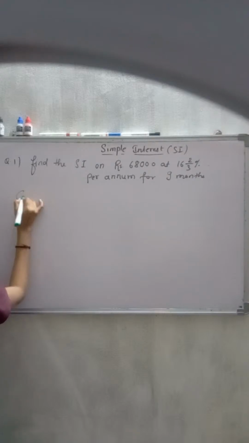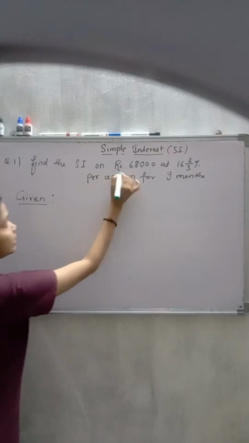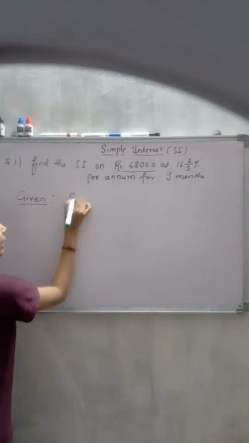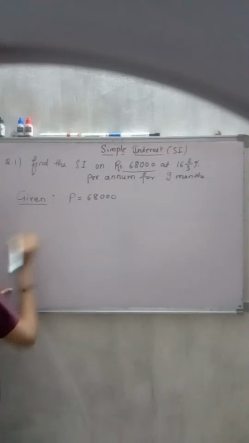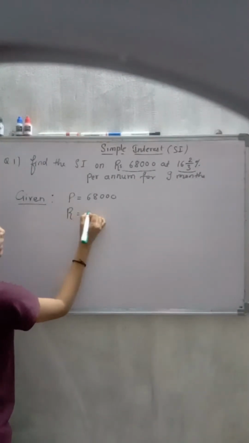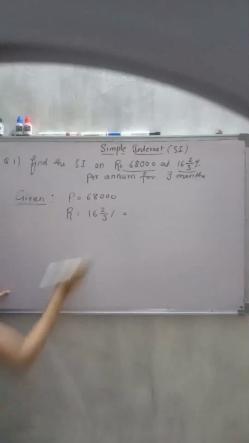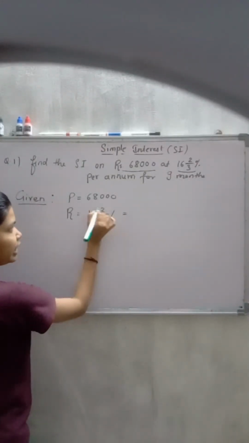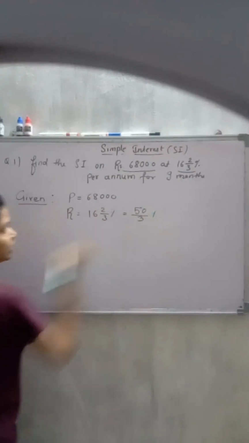What is given to us? Find the SI on rupees 68,000. This is given as the principal amount, 68,000 at 16 2/3%, means the rate of interest is given as 16 2/3%. Let's convert this mixed fraction into improper. 16 3s are 48 plus 2, 50/3%.